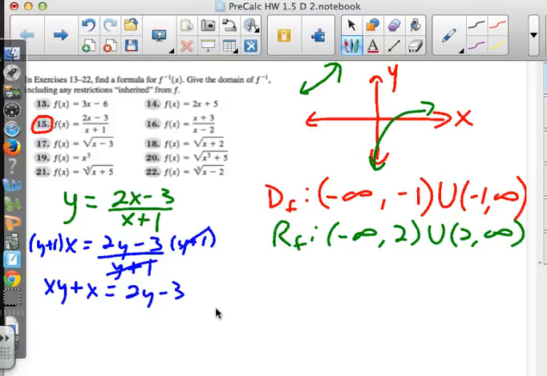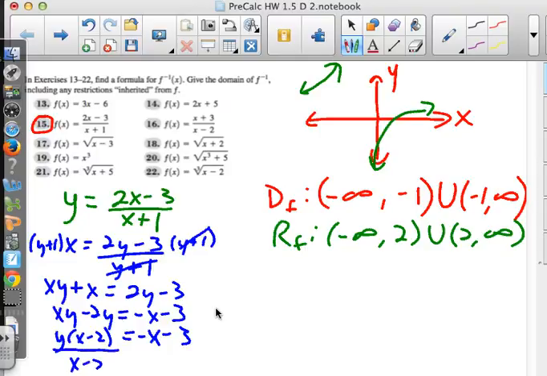Now let's get anything with a y in it on one side and everything else on the other side. So xy minus 2y equals negative x minus 3. Let's factor out a y. And now we can go ahead and divide both sides by x minus 2. So we would have our inverse, which equals negative x minus 3 over x minus 2.